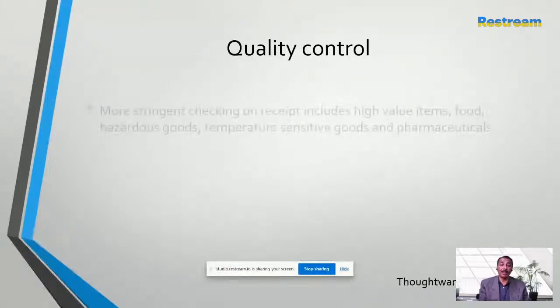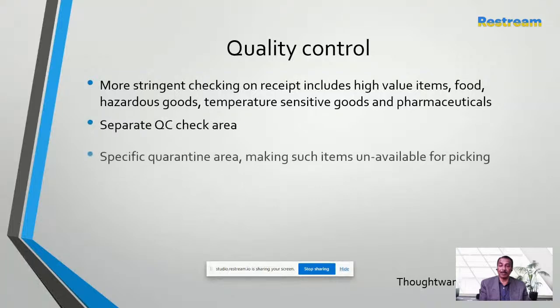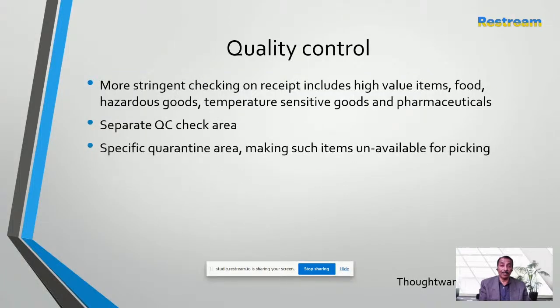And coming to the next activity in the warehouse, maybe warehouse executives are not expected to be quality inspectors, but you need to align or ally with the quality function. Okay, more stringent checking on receipt, including high value items, food, hazardous goods, temperature sensitive goods, and pharmaceuticals. Maybe this becomes critical. So you need to provide a separate inspection area where you do not have an agreement with the vendors, like a certified supplier or green pass supplier. And you also need a separate quarantine area, making such items unavailable for picking.